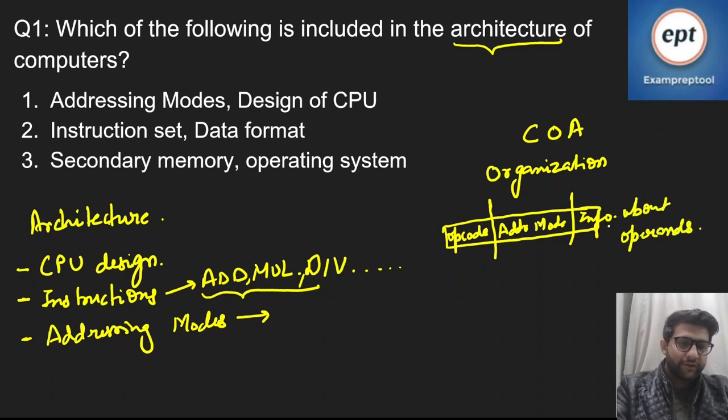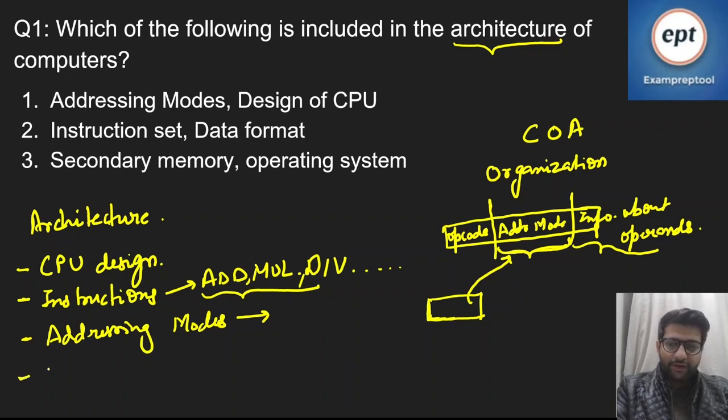Right. Now every instruction can have operands from different sources, right? So let's say I am getting an operand from a register, so that will be a register based addressing mode, right? Direct register addressing mode. So that information will have to be told in the instruction itself, that this instruction has to take the operand from this particular register, right? So these are addressing modes. And the fourth one is data format.